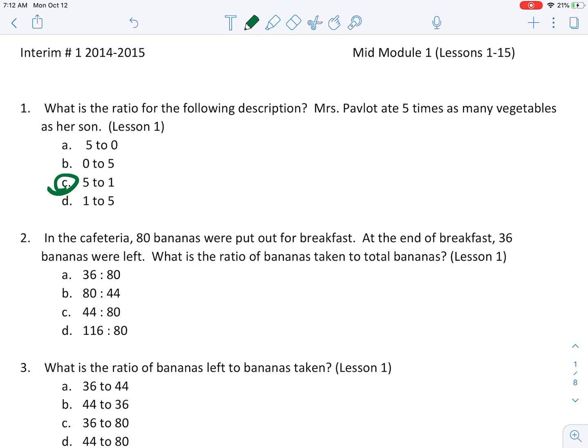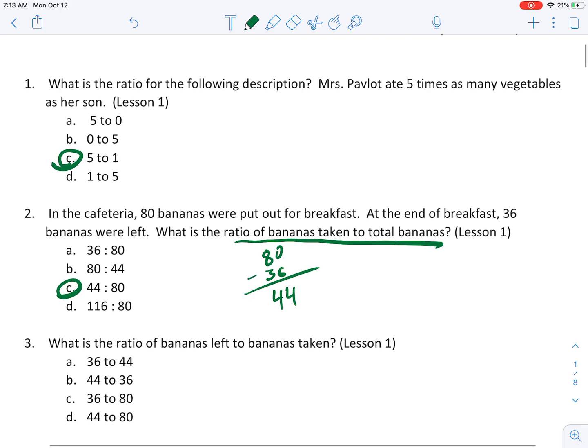In the cafeteria, 80 bananas were put out for breakfast. At the end of breakfast, 36 bananas were left. What is the ratio of bananas taken to total bananas? Well, we need to find out how many were taken. So we do 80 minus 36 because there were 36 left, and we get 44. Okay, now we have to find the ratio of bananas taken to total bananas, which is letter C, 44 to 80.